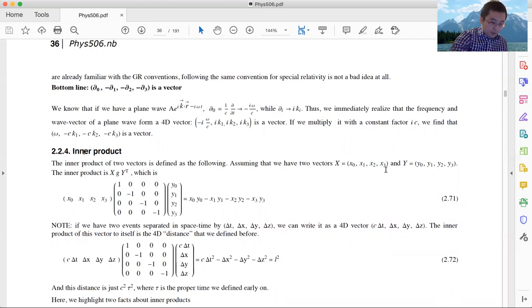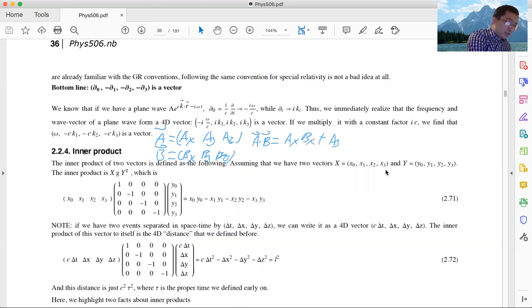Let me write something. In 3D Euclidean space, we know the inner product is very easy. Suppose we have a vector A, which has three components: AX, AY, and AZ. This is a 3D vector in 3D space. And suppose we have another vector B, with components BX, BY, BZ. The inner product of A and B is A dot B, which is AX BX plus AY BY plus AZ BZ. That's the definition of inner product in a 3D space.